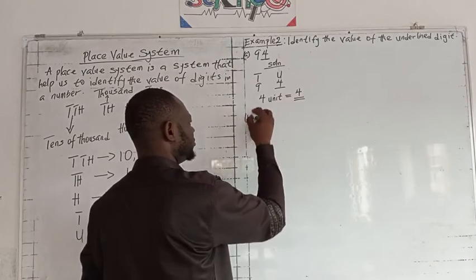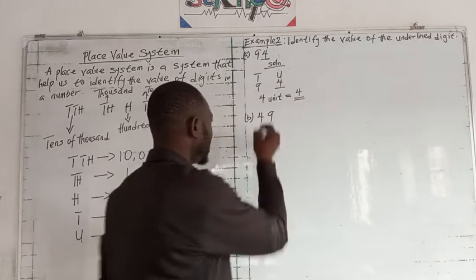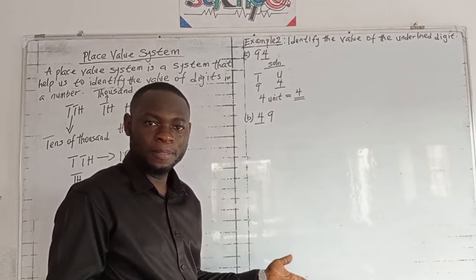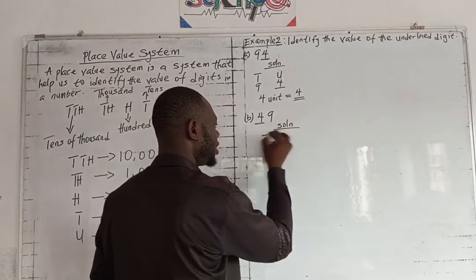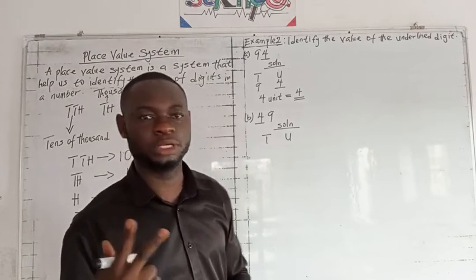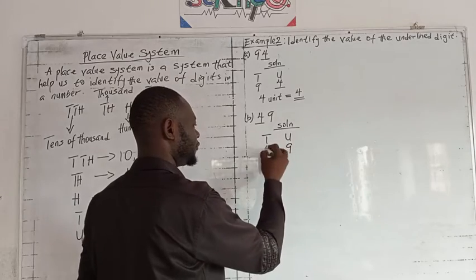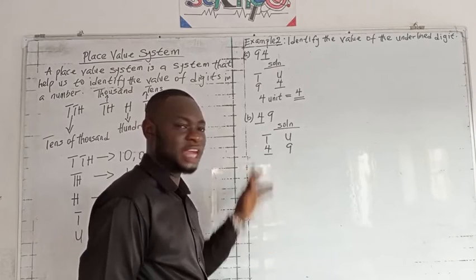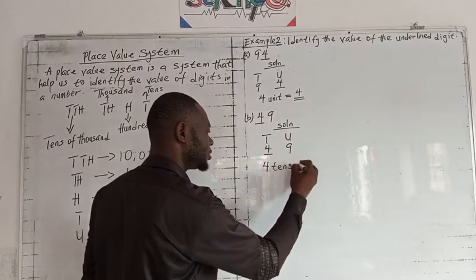Okay, let me just say, rearranging this number, I have 49. And 4 is also underlined in 49. We want to see the value of 4. Okay? So, the same thing, we arrange it in tens and units, because there are only 2-digit numbers, 4 and 9. So 9 is in units, 4 is in tens. What's the place value of 4 here? Tens. So this becomes 4 tens.